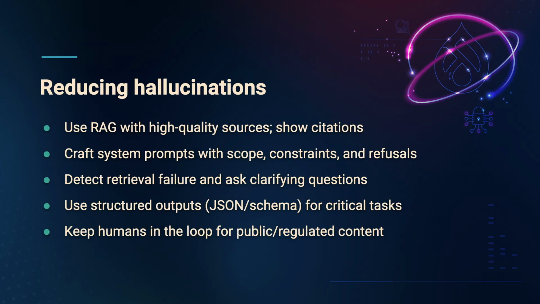But with RAG, we can do this specifically. So hallucinations happen if you don't give it quality sources, if you don't give it scope, if you don't give it constraints or refusals. Then the other thing is to detect retrieval failure. That's here.